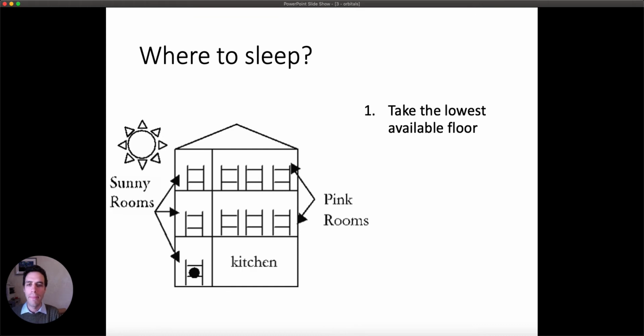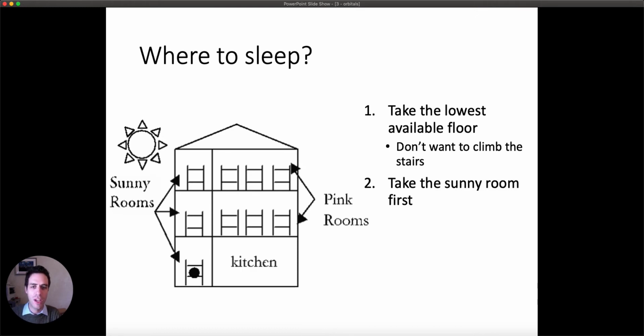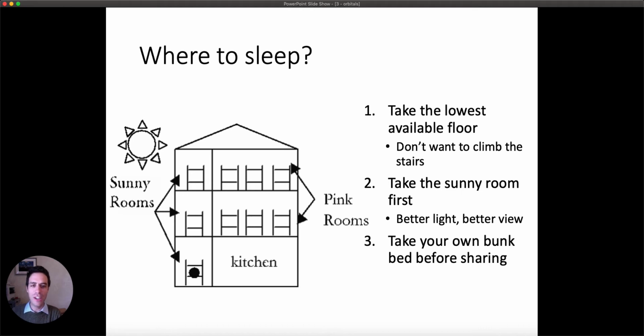So, in the question of where to sleep, right? We've used this analogy before. You get a bunch of friends, we're going to a hotel. So each person is going to take the lowest available floor because nobody wants to climb the stairs. You're going to take the sunny room first because the view is really nice. And you're going to take your own bunk bed before sharing a bed so that we don't disturb each other, the top and bottom people on the bunk bed.